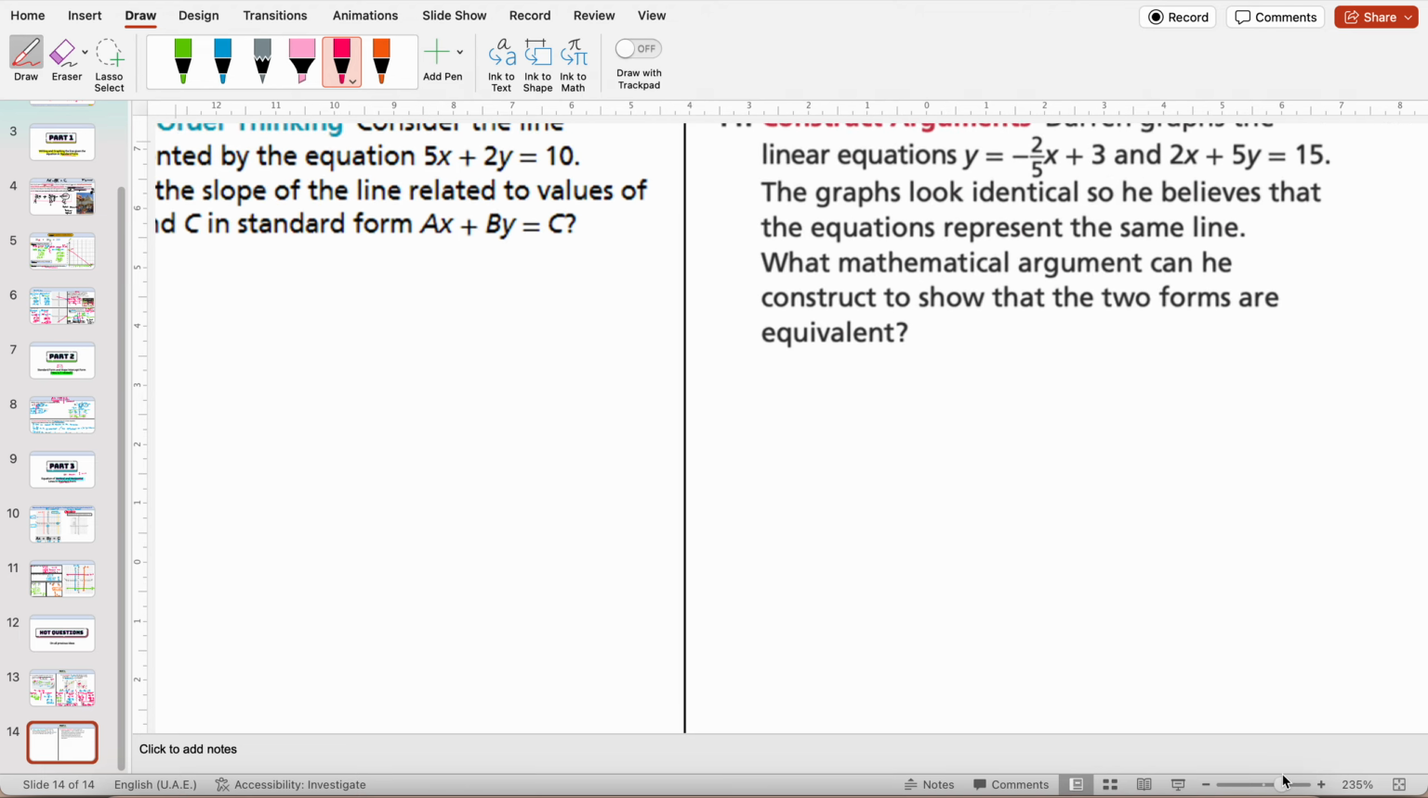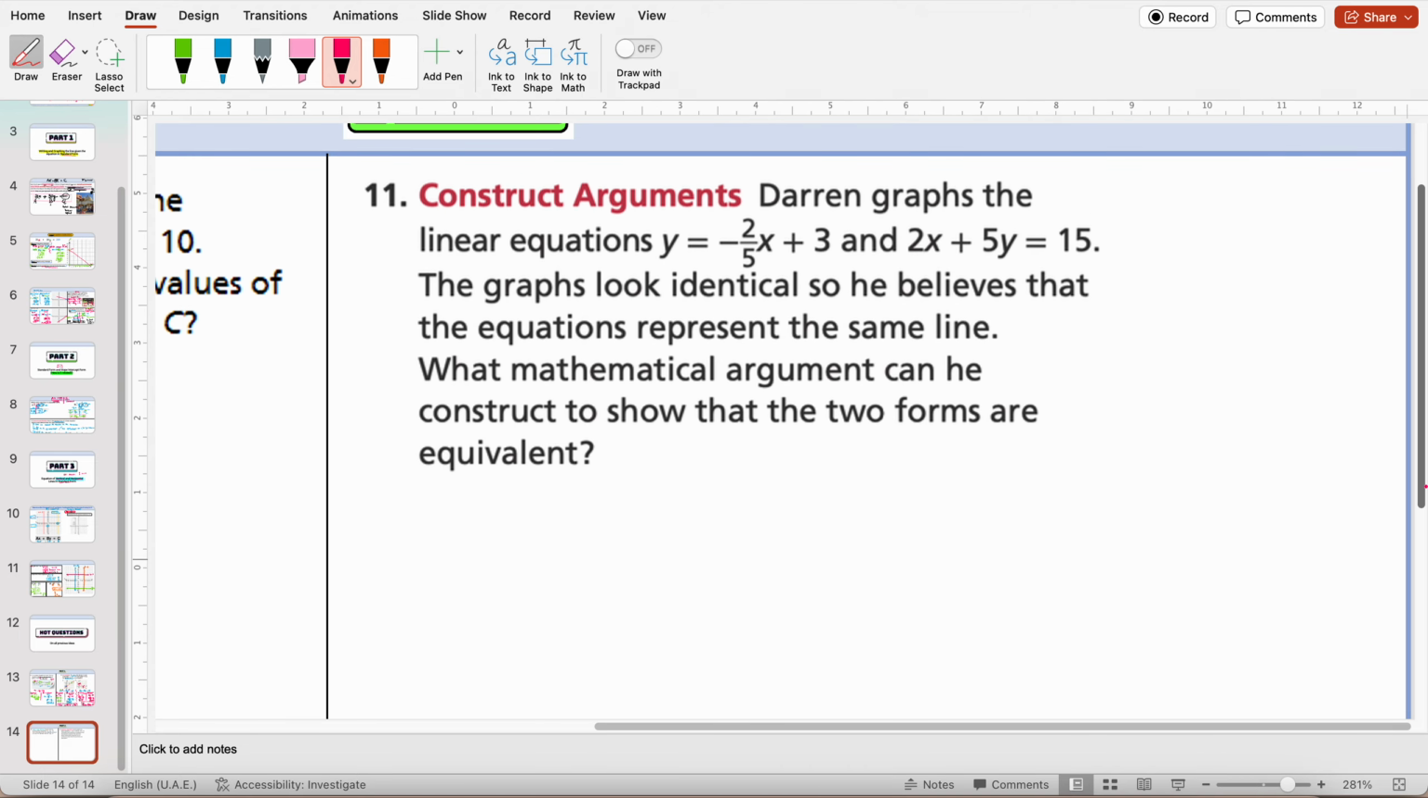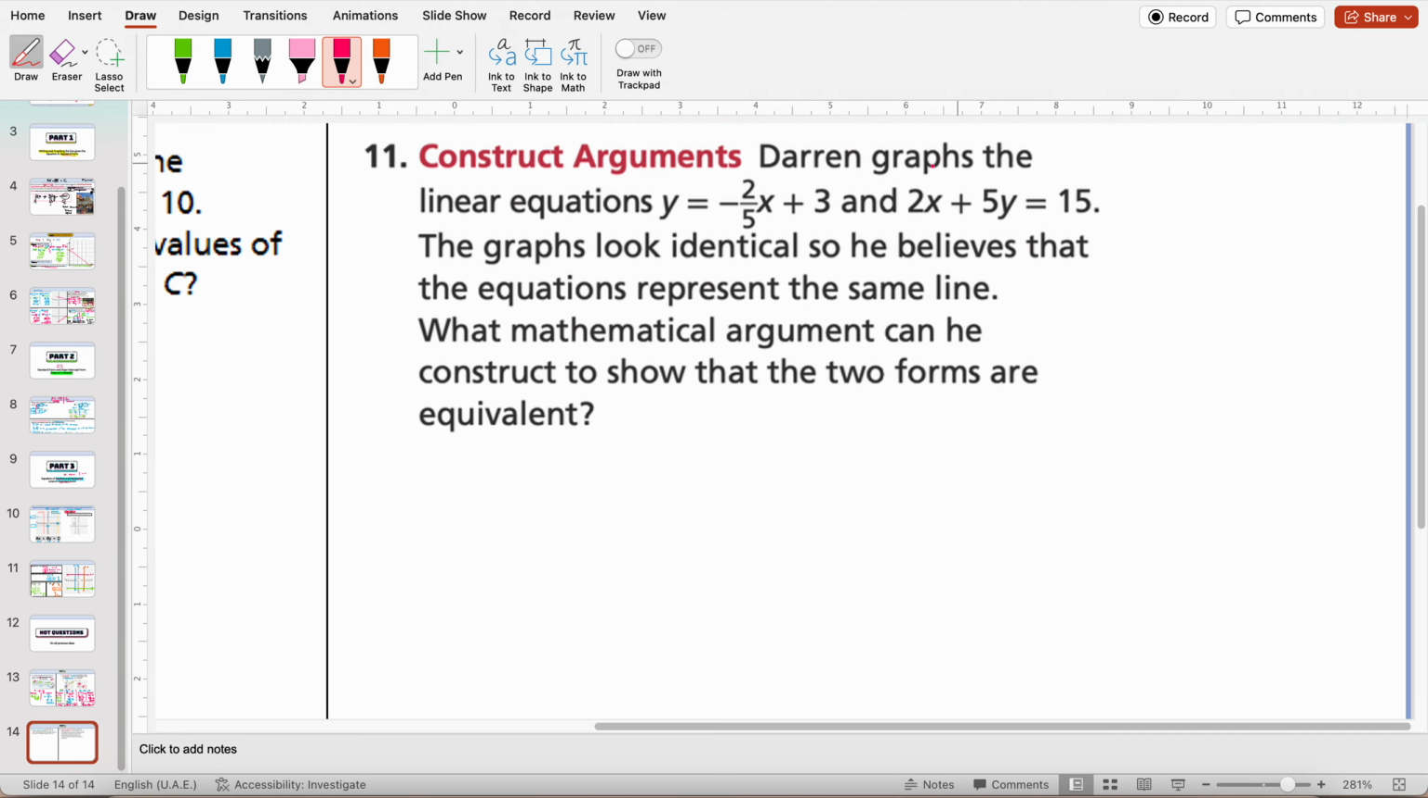Next, let's do this question. This is for part B, part 2. Dareen graphs the linear equation, this one, and this one, these two equations. The equations look identical, so he believes that the equation represent the same line. What mathematical argument, without graphing it, when they are asking what mathematical argument, I mean, how can I show that the two forms are equal or equivalent without actually graphing them? Let's see.